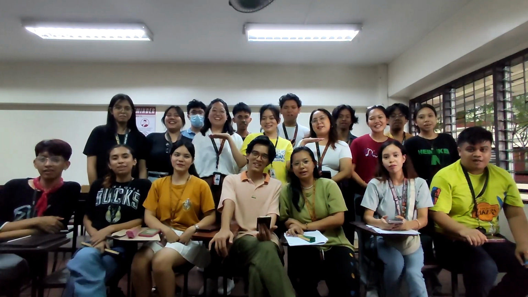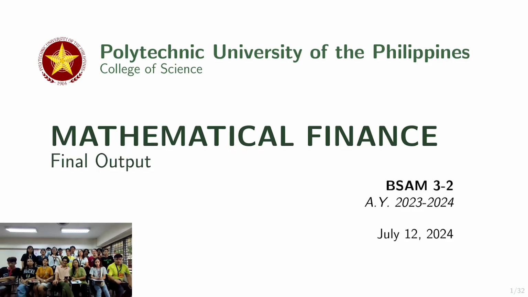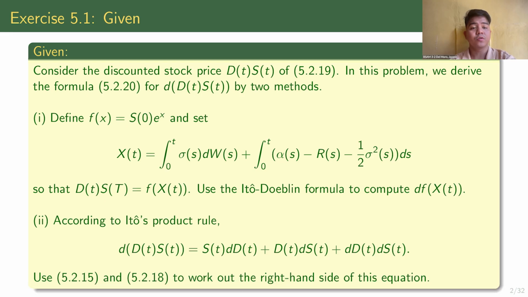BS Applied Mathematics 3-2, and we will present our proofs. Consider the discounted stock price D(t)S(t) of 5.2.19.